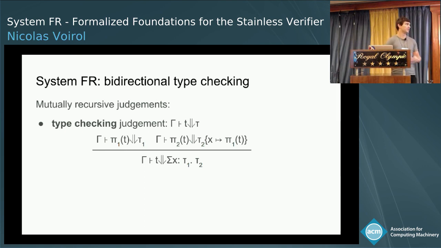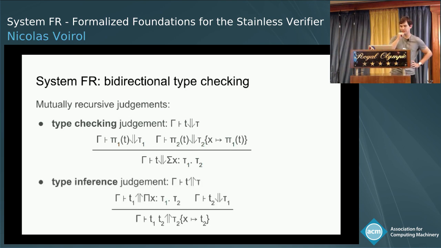We have a type checking judgment, which is denoted by this arrow going downwards, and you look at the shape of the type to determine what checks you have to do on the given term. Then the type inference judgment, you look at the shape of the term to decide what checks we're going to do to find out some type.